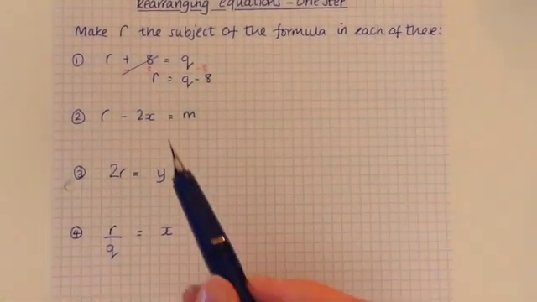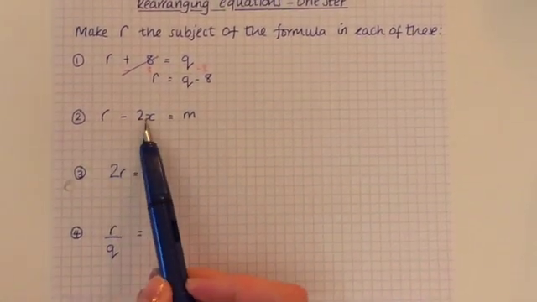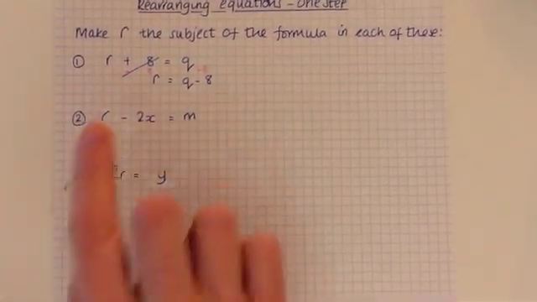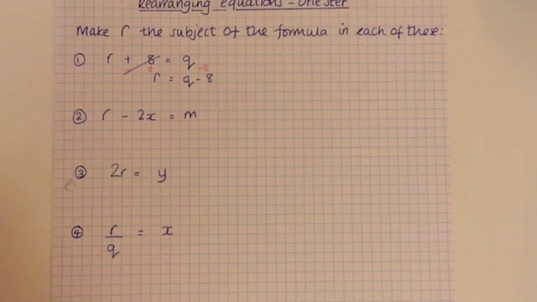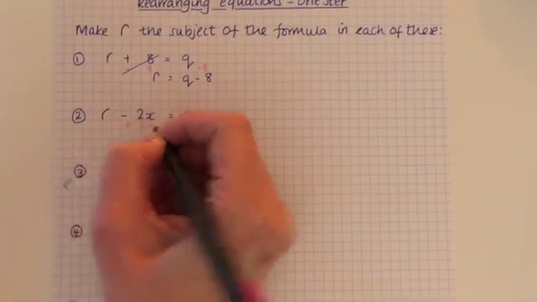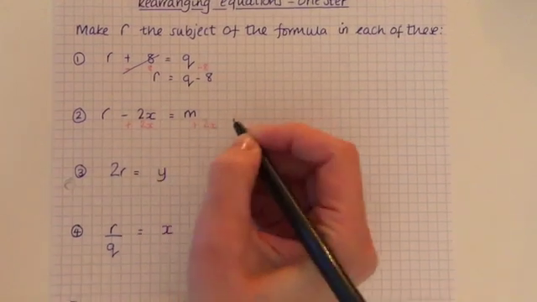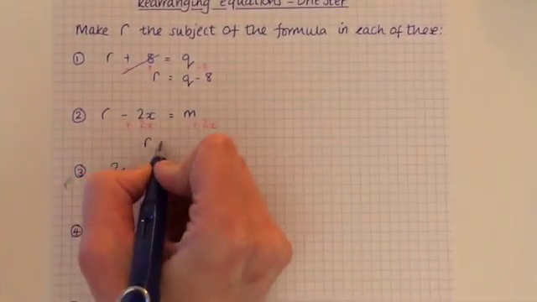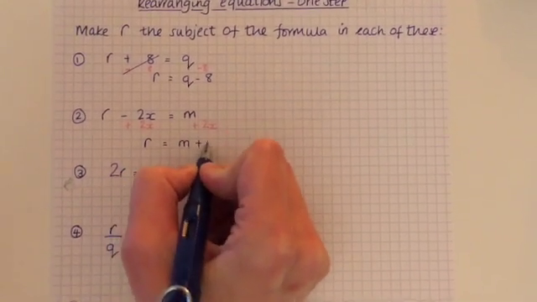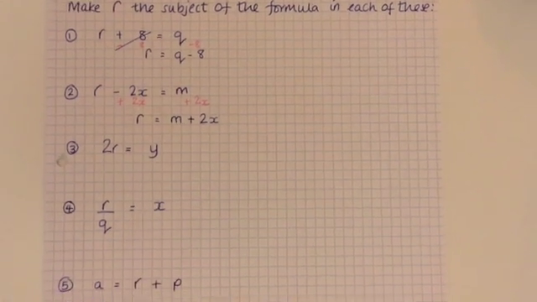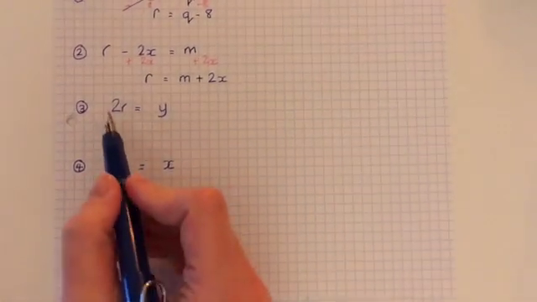Right, let's have a look at the next one. I've got R take away 2x equals M. This time, to get R on its own, I need to get rid of this take away 2x. To do that, we would add 2x to each side, so it balances. So this time, R equals M plus 2x. Okay? Right, the next one, slightly different.